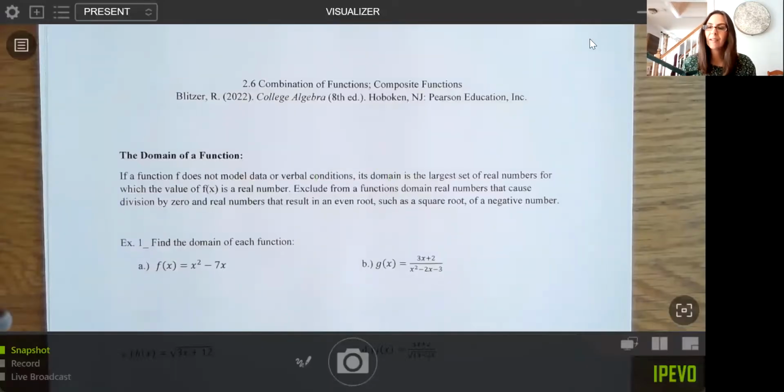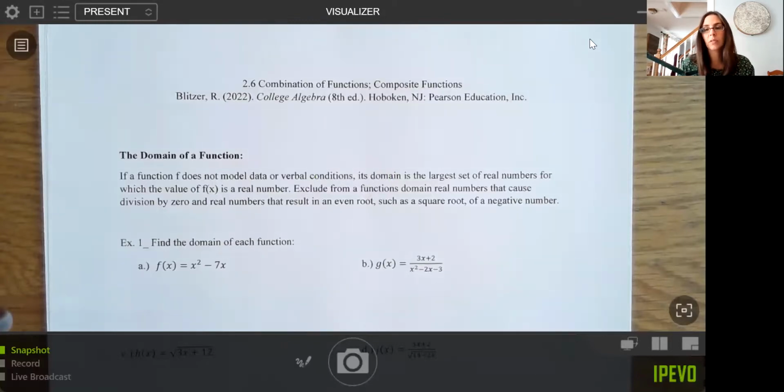Hi everybody, in this set of videos, we're going to keep working with functions and actually learn how to combine them and put them together. So we're going to talk about combination of functions, which means how to add, subtract, multiply, and divide functions. And then we're going to talk about composite functions, which is when we actually plug one function into another. So that's what we're looking at in this section.